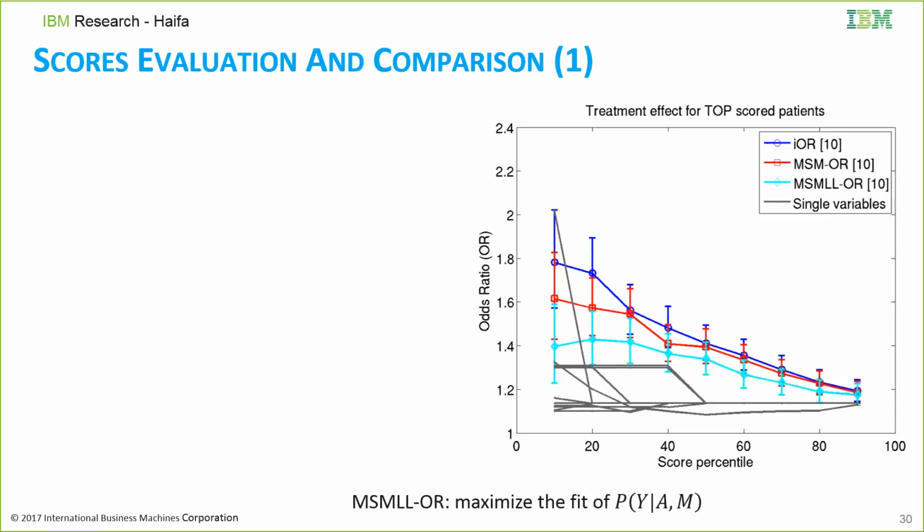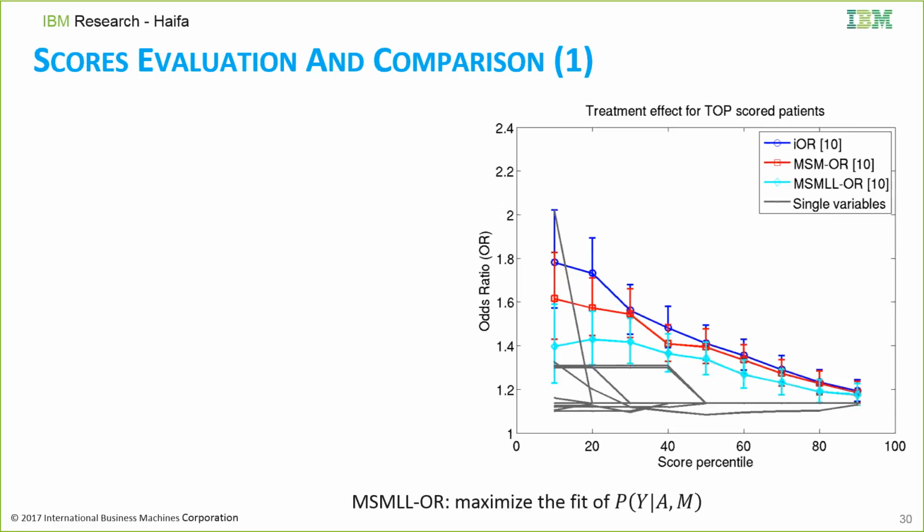As you can see, you would like this to be as high as possible, so you need the score to select patients that actually have higher odds ratios compared to the rest. As you can see, the individual odds ratio score here is getting a pretty good selection of patients.